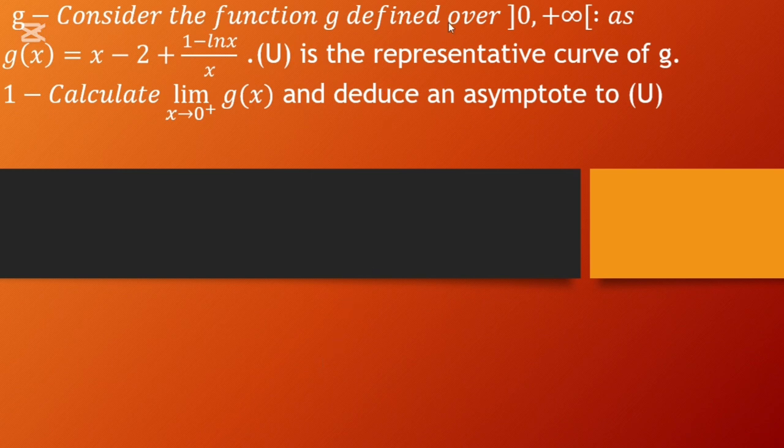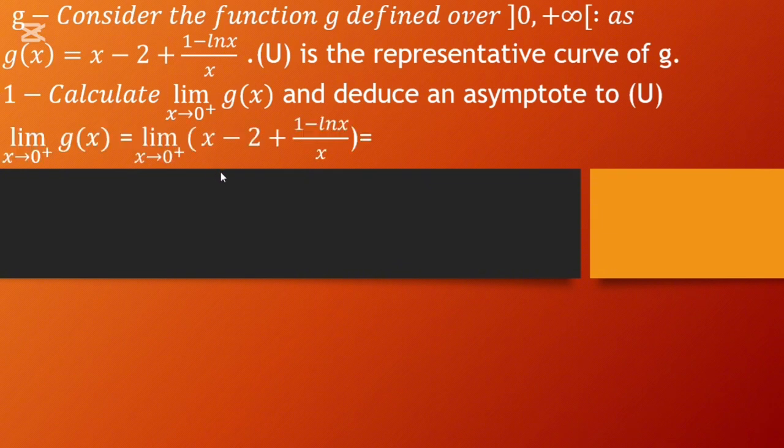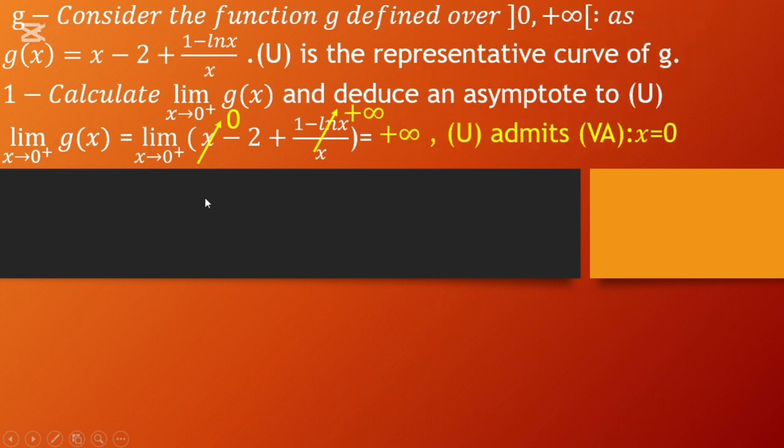Consider the function g defined over 0 plus infinity as g of x equals x minus 2 plus (1 minus ln x) over x. Let U be its representative curve. Calculate the limit of g of x as x goes to 0 plus. Okay, the limit: 1 minus ln x, as x goes to 0 plus, ln x goes to minus infinity, so 1 minus ln x goes to plus infinity, over 0 plus. This is plus infinity. U admits a vertical asymptote x equals 0.